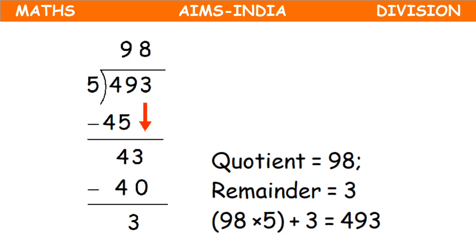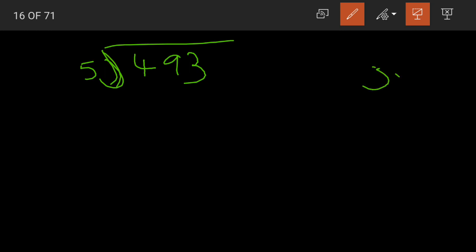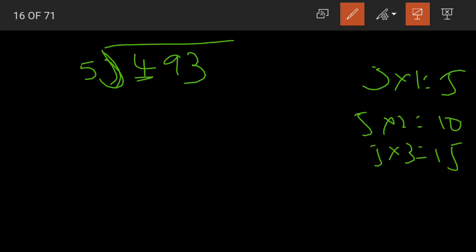Next we are having one more example here. 493 divided by 5. Let me take green color. 493 divided by 5 children. See, 5 ones are 5, 5 twos are 10, 5 threes are 15. Now if you look at the first digit 4, now 4 is less than our divisor. Yes, we do not have 4 in the fifth table, and also we do not have any number lesser than 4. The fifth table starts from 5.